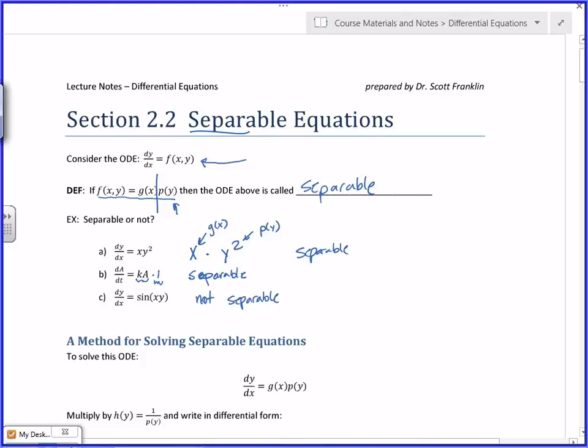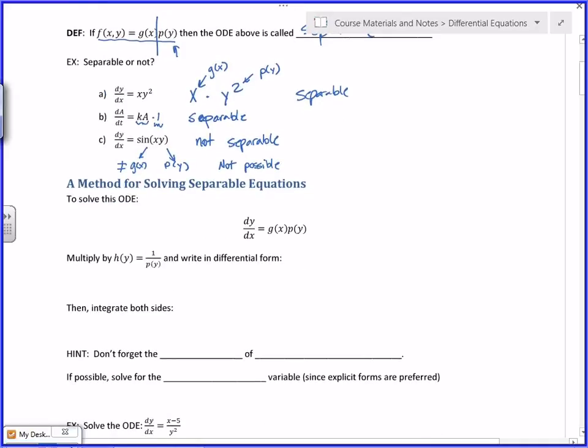You can't separate sine of x times y. That's not sine of x times sine of y. By the way, there's no identity that lets you do that. So you can't separate that into two functions. While it is a product inside, I couldn't write it as a function of x times a function of y. Does not equal that. Not possible.